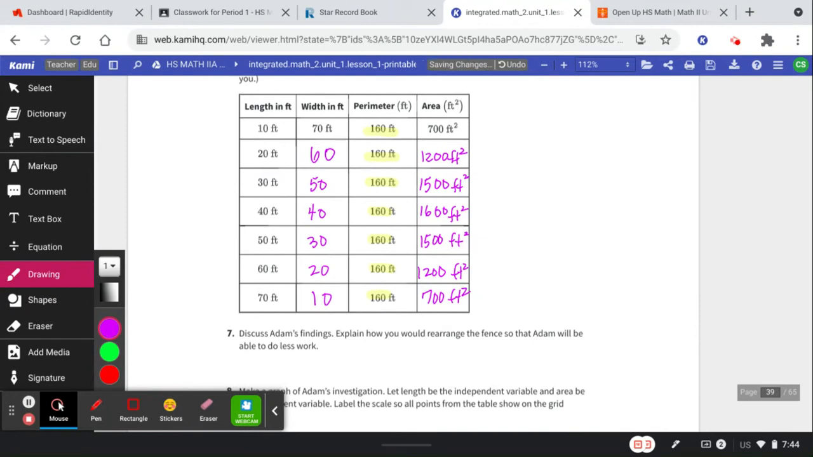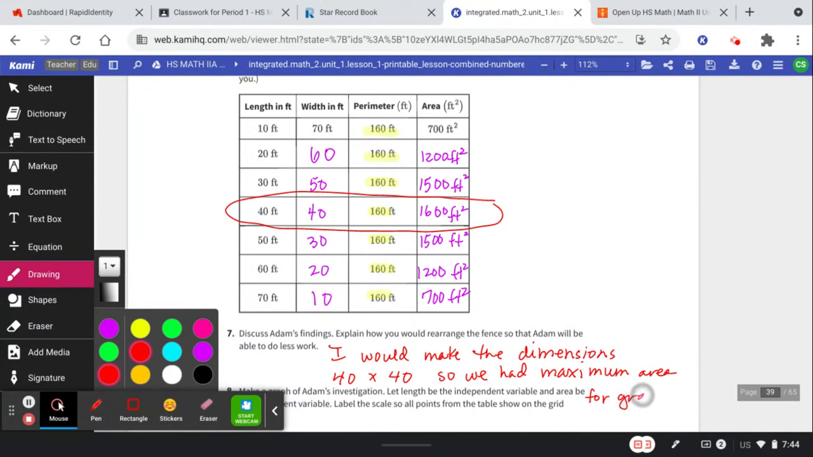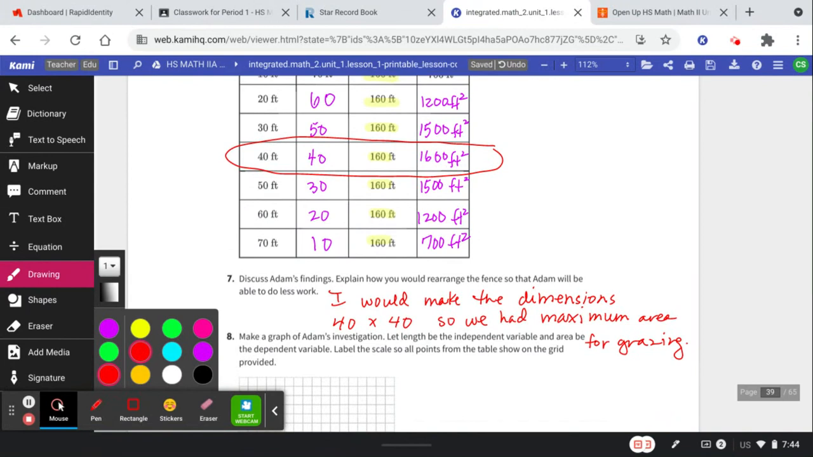All right, discuss Adam's findings. Explain how you would arrange the fence so that he would be able to do less work. So do you see this one right here that has the maximum area? I would make the dimensions 40 by 40, so we had maximum area for grazing. I don't know, write it in your own words, but you get the point here. They want us to find that maximum area.